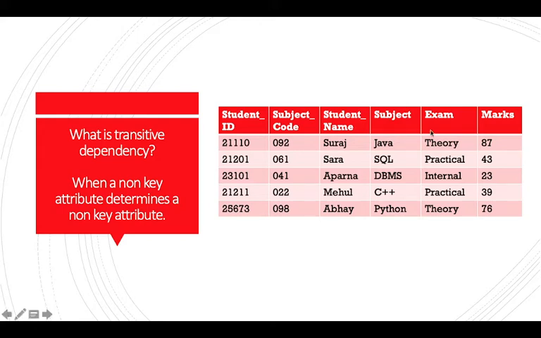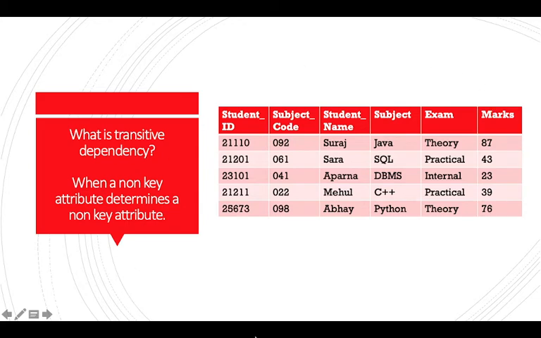Consider we have this table. We have student ID, subject code, student name, subject, and we have added two columns to our previous table. I'm talking about the 1NF and 2NF video. There also we considered the same table, but here we have added another two columns, which are exam and marks. Exam is the type of exam, like it could be your theory exam, practical, or internals, and then according to that we have the marks.